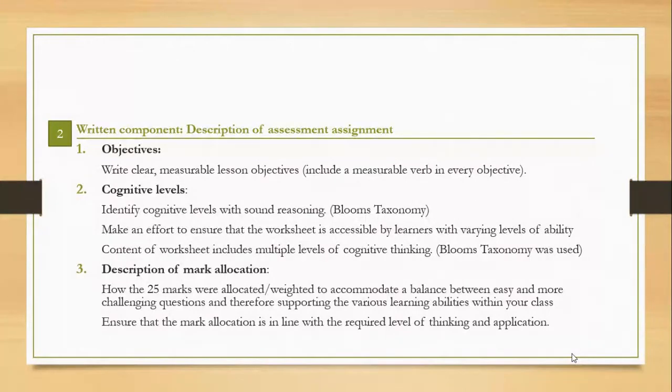Then the cognitive levels. Identify the cognitive levels with sound reasoning. For instance, you're going to tell me question 1 is a knowledge level question because, and then you have to give me a reason why you say it is a knowledge level question. And then the same you do for every question, and make sure that you then cover all the cognitive levels. Make an effort to ensure that the worksheet is accessible by learners with varying levels of ability. So if you make sure that you cover all the cognitive levels, you will make sure that it is accessible by learners with varying levels of ability.